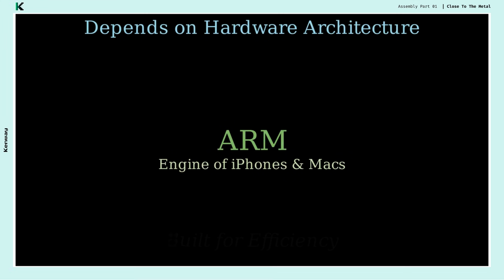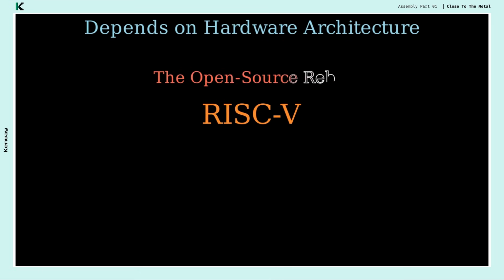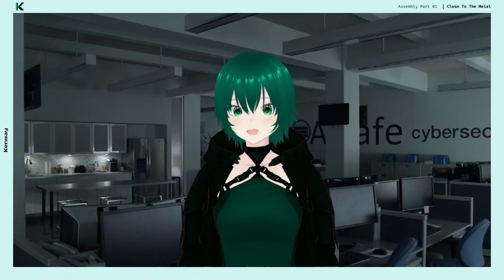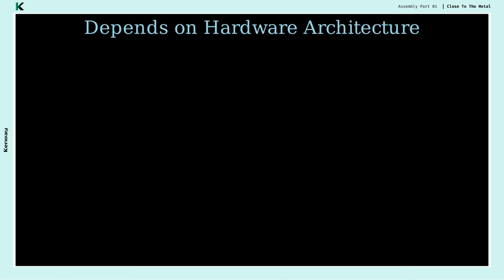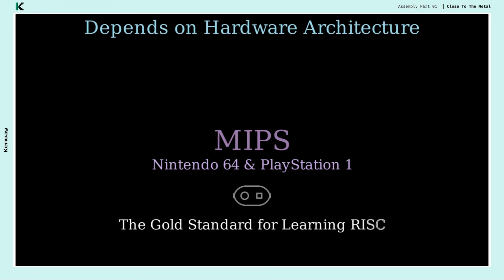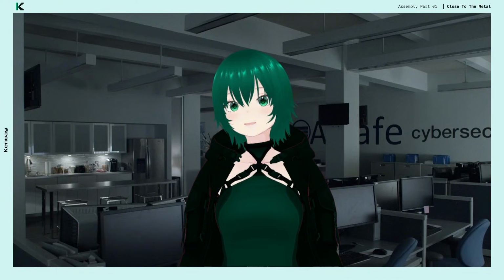ARM, on the other hand, is the engine that is used in iPhones and Macs. It's built for efficiency. We have RISC-V, which is the new open source rebel, basically no royalties, and it's totally modular, and it's gaining a lot of popularity among the nerds today. MIPS: if you have played Nintendo 64 or PlayStation 1 games, then you have played games that were built on MIPS. It's the gold standard for learning how a reduced instruction set works.